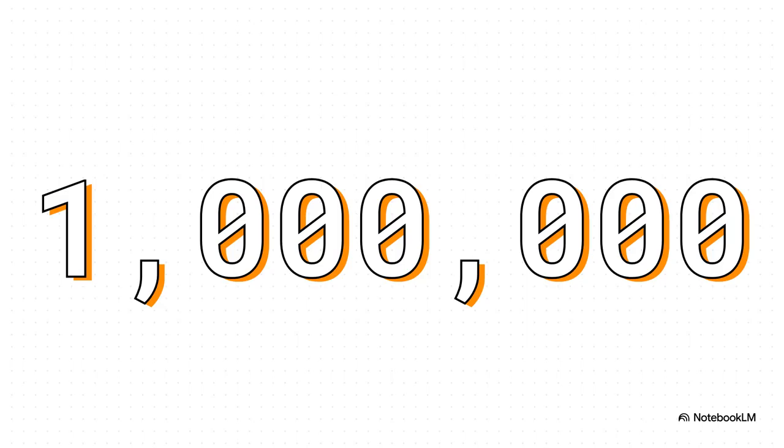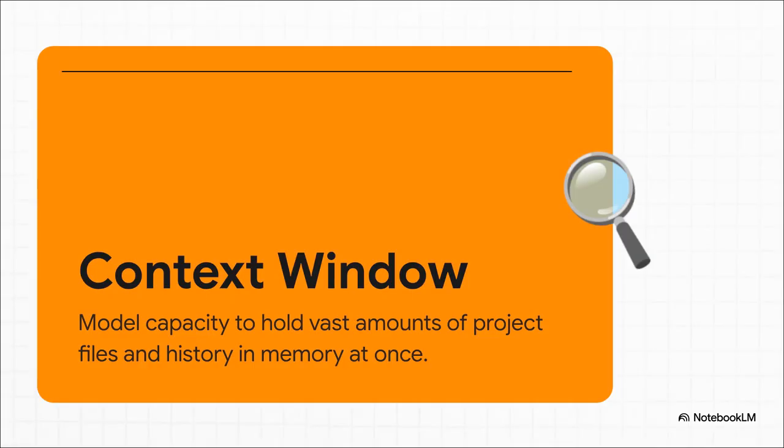But why is it such a massive game changer for your projects? Well, think of a context window as the AI's short-term memory. A 1 million token limit means the AI model can literally hold a massive chunk of your project's entire code base, plus your whole conversation history, in its head at the exact same time. You don't have to keep reminding it how your database is structured or what that one specific utility function actually does. It just knows. It gets the big picture right away.